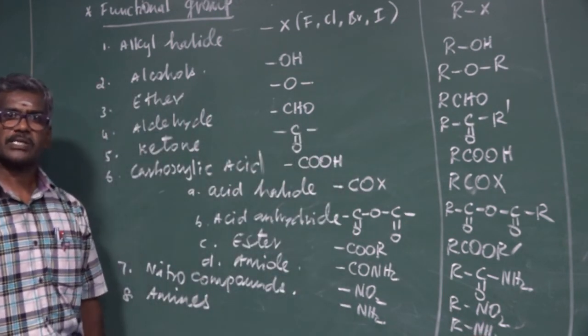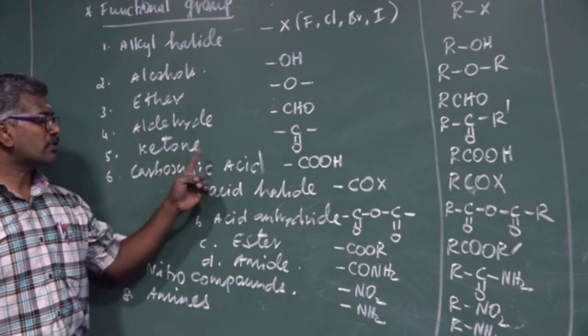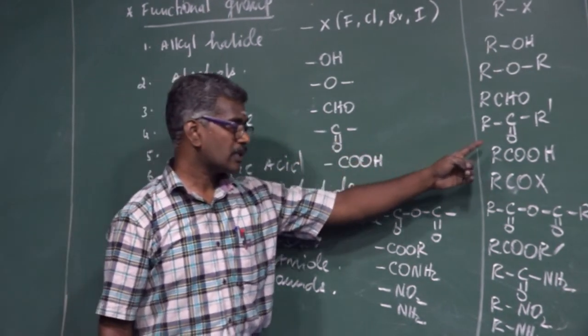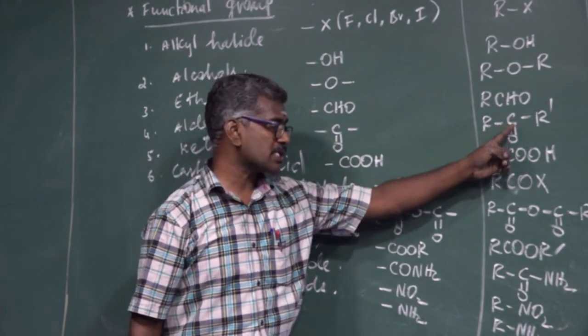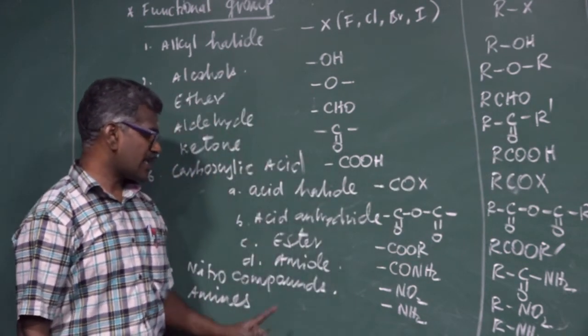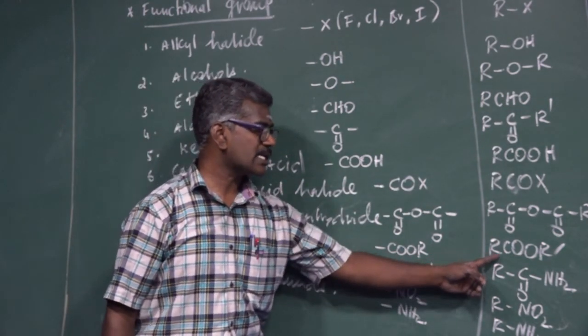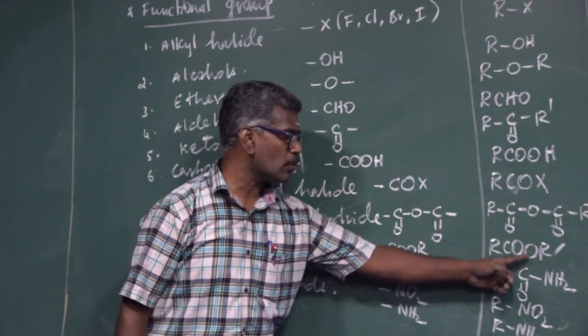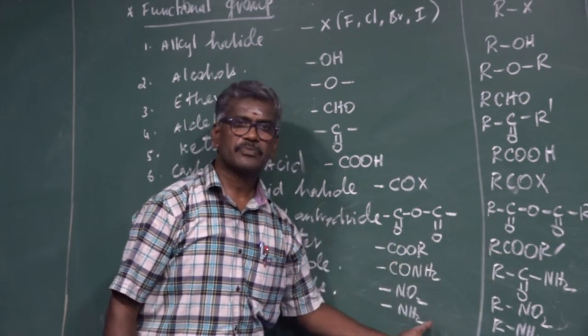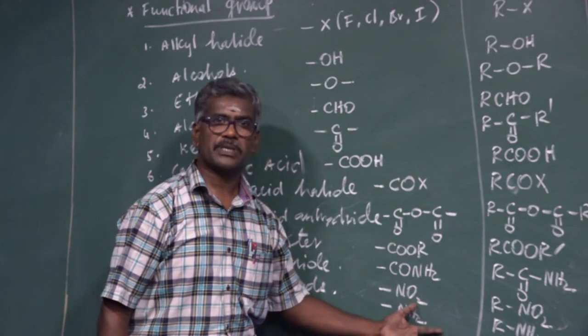One more question may be asked. In ketone, what is the functional group? CO. What is the general formula? RCOR'. Another one is ester. What is the functional group? COOR. This is the general formula RCOOR'. Easy to do, simple.